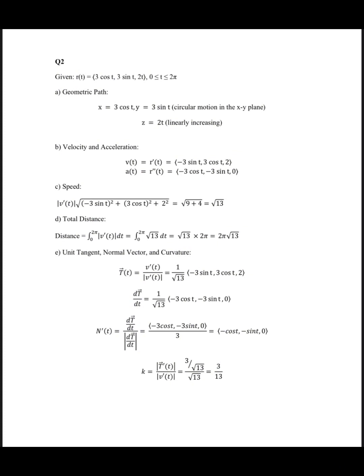Now the unit normal vector N(t) is dT over dt over the magnitude of dT over dt, which equals the vector negative 3 cos t, negative 3 sin t, 0 over 3. And the answer is negative cos t, negative sin t and 0. And the last one, curvature kappa, is the magnitude of T prime of t over the magnitude of r prime of t, which is equal to 3 over square root of 13 over square root of 13, and the answer is 3 over 13.